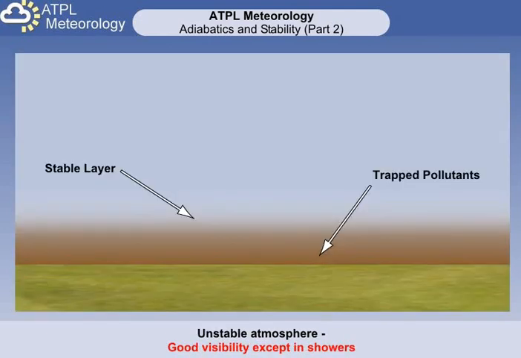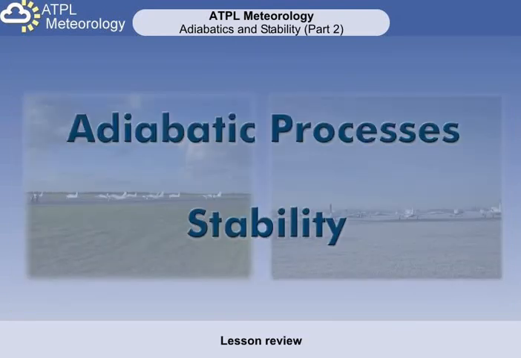With a stable atmosphere, there's little vertical movement of air. We find that airborne pollutants tend to stick in the layer where they are initially introduced. As the Earth's surface is the source of most pollutants, the visibility low down in the atmosphere is often moderate to poor in a stable air mass. This completes the lesson on adiabatic processes and stability, but both of these concepts will crop up again in other areas of aviation meteorology.